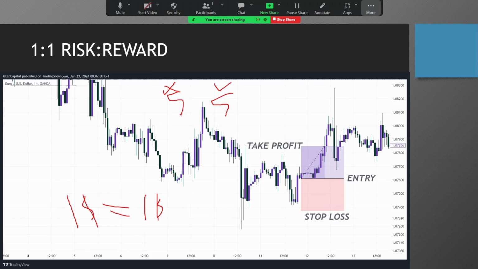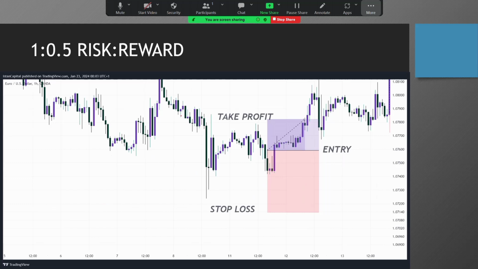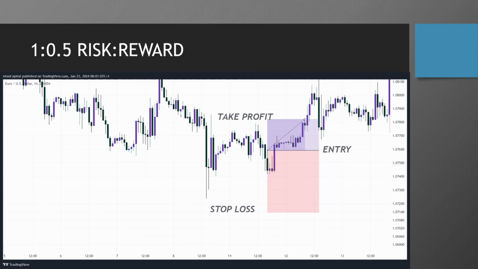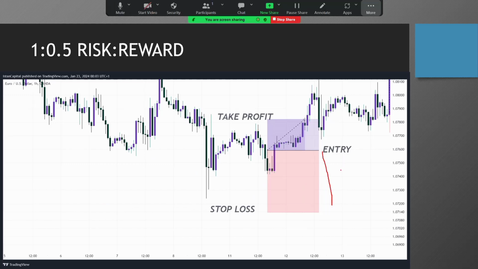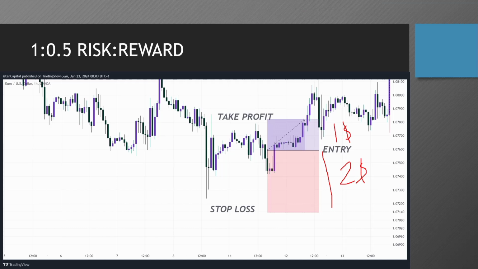You understand? So it's not really advisable. Now this is the one I ate: 1 to 0.5 risk to reward. You are risking $2 to make $1. So every time your trade hits stop loss, you are losing like $20, but anytime your trade hits take profit, you are making $10. This is a very, very bad risk to reward. I do not advise this.